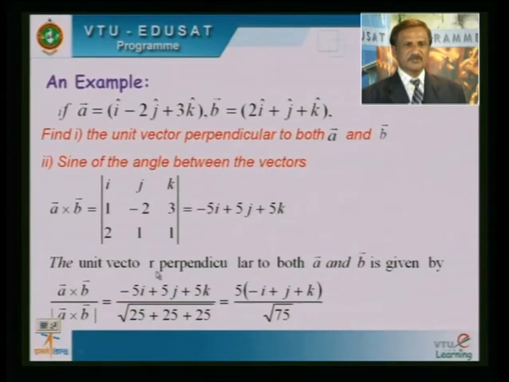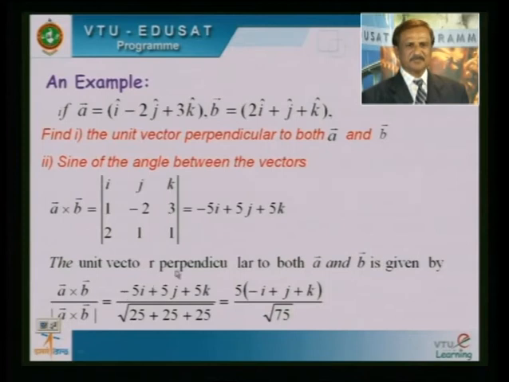Therefore, the unit vector r perpendicular to both a and b is given by a cross b divided by modulus of a cross b. Is it clear? What is the value of a cross b? Minus 5 i plus 5 j plus 5 k, whole divided by square root of the coefficient of i squared, minus 5 whole squared is 25, again 5 squared is 25, again 5 squared is 25.